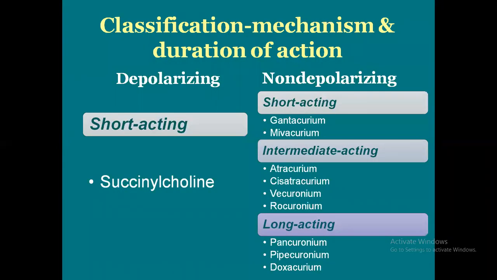Now the classification, mechanism and the duration of action. As I have already mentioned, there are two major parts, depolarizing and non-depolarizing. Among the depolarizing, there is only one drug which we are using these days, succinylcholine. Among the non-depolarizing, we have short-acting, very short-acting, atracurium, mivacurium, and intermediate-acting atracurium, cisatracurium, vecuronium, rocuronium. Rocuronium, don't be confused. Rocuronium is not very intermediate, it's slightly long-acting also.